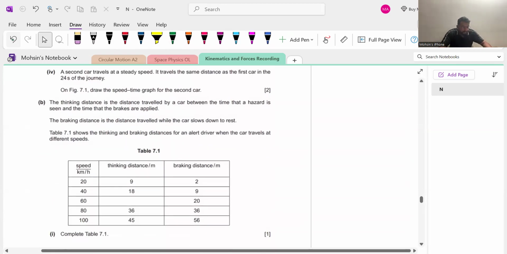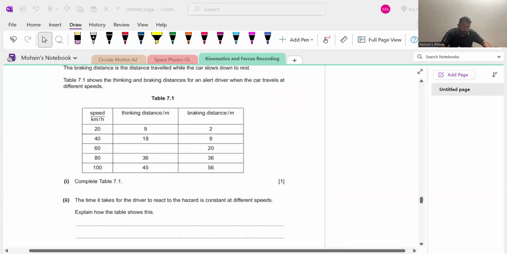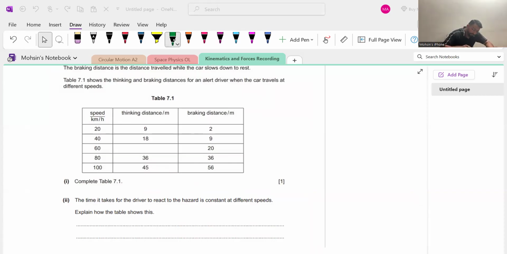The thinking distance is the distance traveled by a car between the time that a hazard is seen and the time that the brakes are applied. We already know this. The braking distance is the distance traveled while the car slows down to rest. Table 7.1 shows the braking distances for an alert driver when the car travels at different speeds. Complete table 7.1. 9, 18, 36, 45.